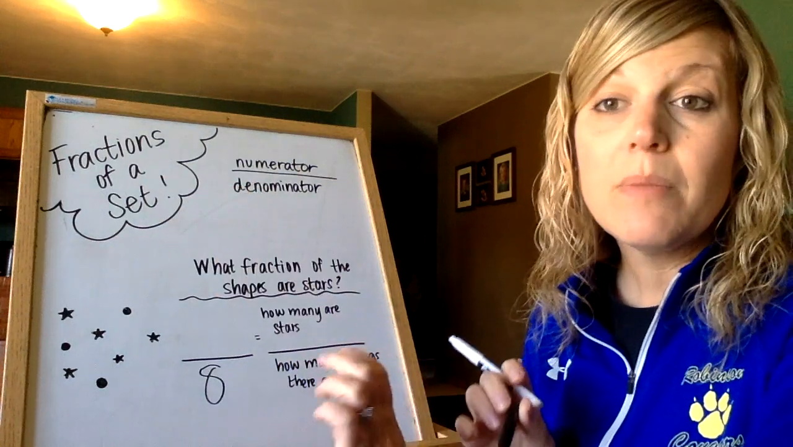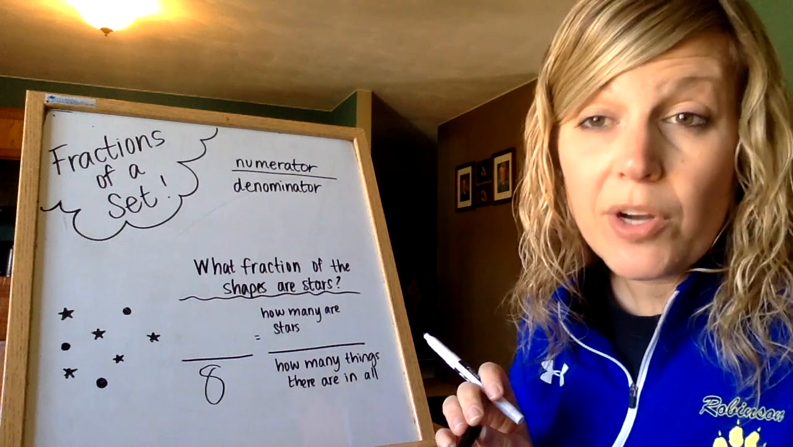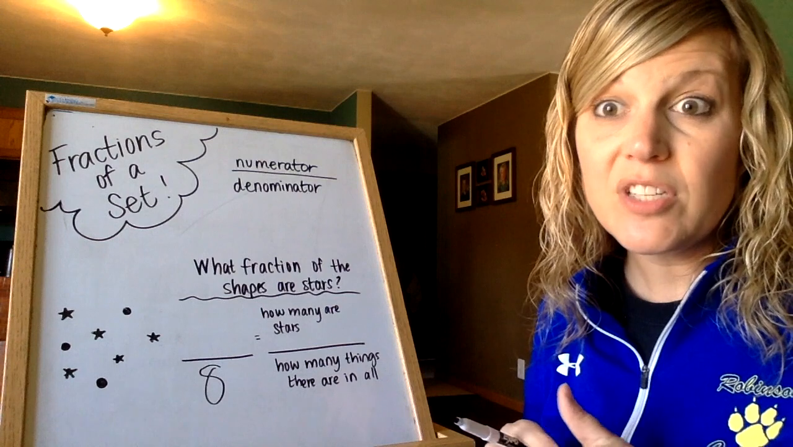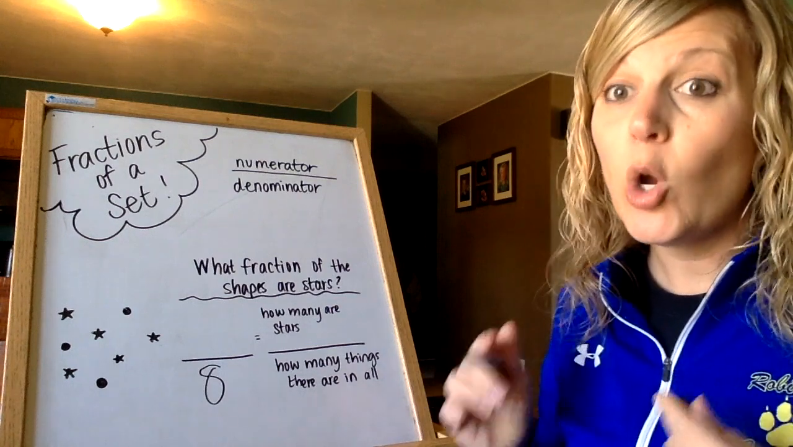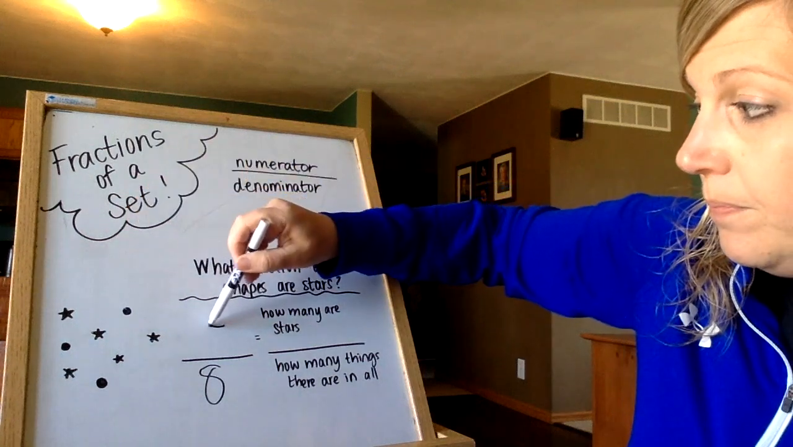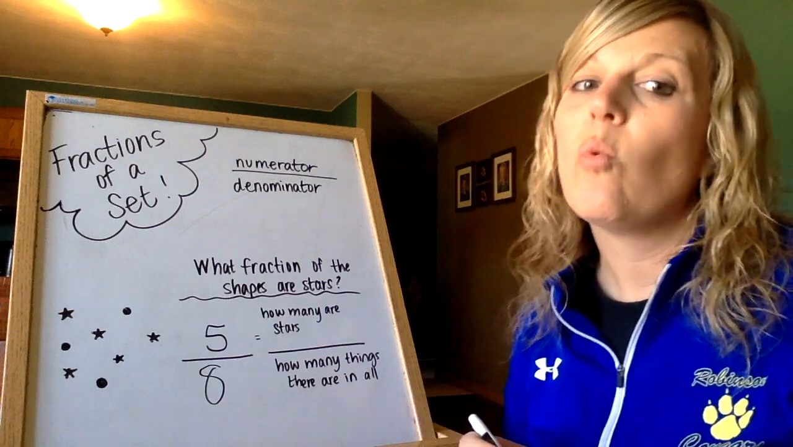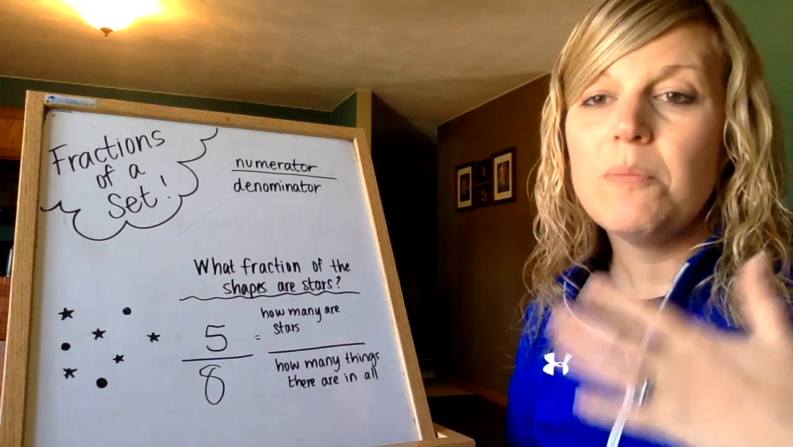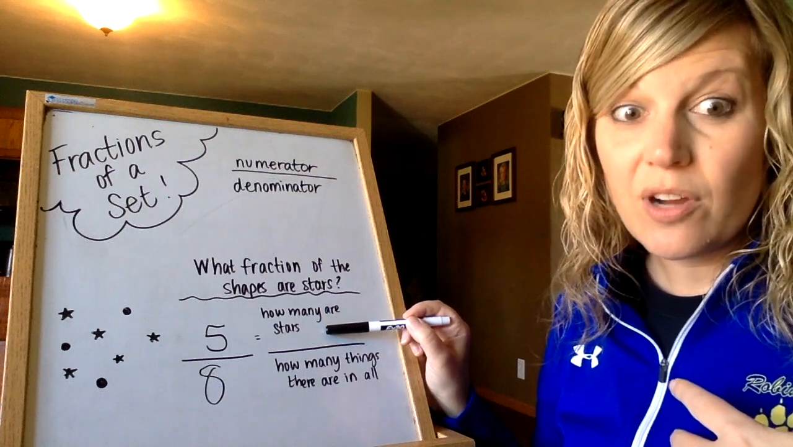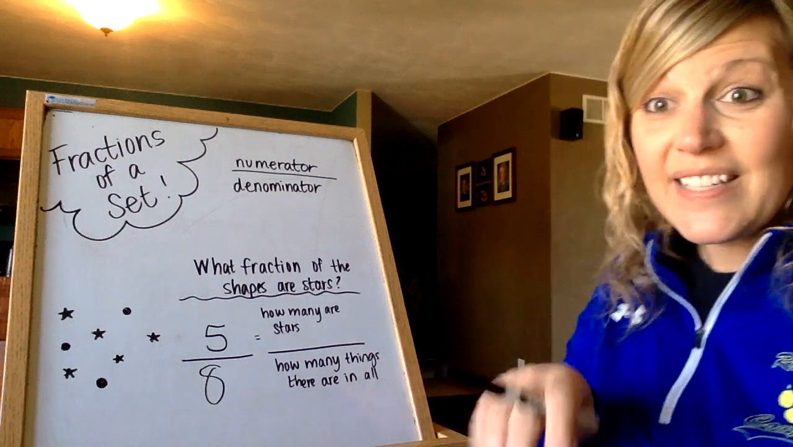The top number, my numerator, is going to tell me how many stars there are because that was my question. My question was what fraction of the shapes are stars? So now I have to be a little more specific and only count the stars that are there. 1, 2, 3, 4, 5. So the answer to my question, what fraction of the shapes are stars, would be 5/8. 5 is the number of stars there are, and 8 is the number of things there are in all. Does that make sense? I hope so.